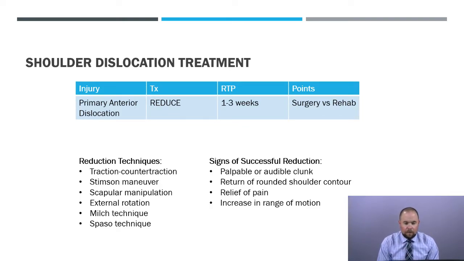You've got the scapular manipulation, external rotation, like I said, Milch and Spaso techniques as well. So it's kind of just on your preference. You can pick one, and then if you utilize that, that's the one you'd use. Just continue that, and typically the best reductions occur as quick as you can do them. The longer you wait, you're going to start getting more muscular contractions. That's going to typically make the reduction a lot more difficult. So signs of a successful reduction are going to be you're going to actually feel or hear the clunk of that relocation. They'll get relief of the pain, and they'll be able to move their shoulder again.